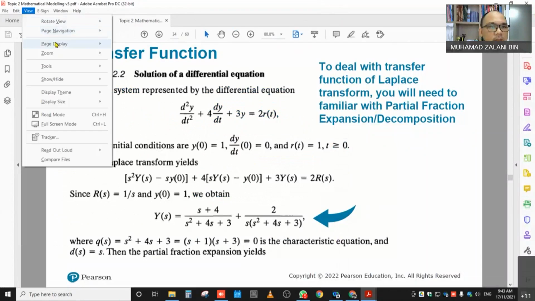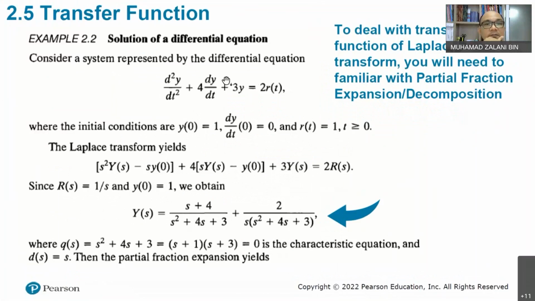I zoom to full screen mode here. Let us consider this differential equation: the second derivative of y plus 4 times the first derivative of y, 4 dy/dt, plus 3y equals 2r(t), where the initial conditions are given: y(0), y at time 0, is 1, the first derivative of y at time 0 is 0, and r(t) is 1. This is supposed to be a linear system, for example.